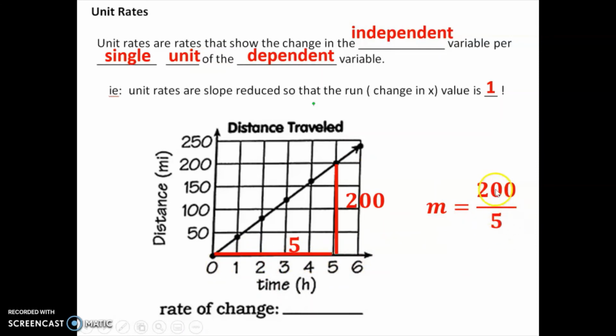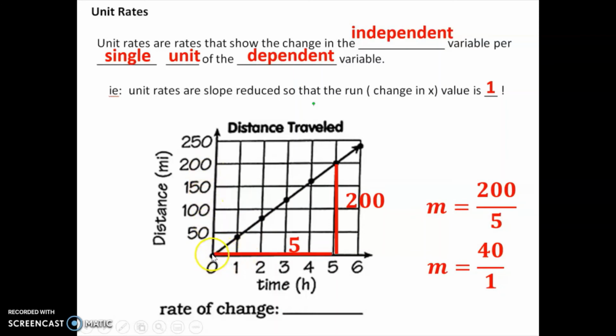So to make this a 1, we divide both of these by 5. Or, in other words, we did 200 divided by 5. 200 by 5 is 40. So we end up with 40 over 1. 40 is the same as 40 over 1. I'm putting the 1 here so that we recognize this now as a unit rate. This means that we go 40 miles for every single unit here.